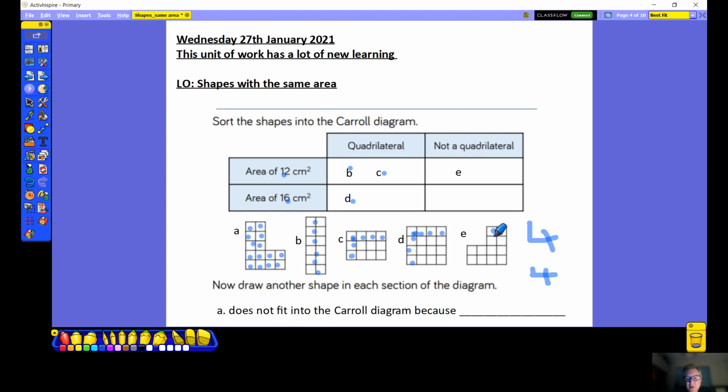We could count them. Let's go 1, 2, 3, 4, 5, 6, 7, 8, 9, 10, 11, 12. So it's 12. Not a quadrilateral. Yeah, hasn't got 4 sides. It's got 1, 2, 3, 4, 5, 6 sides. How else could we do that? 2 2s are 4. 2 4s are 8. Add those together to get the same answer.